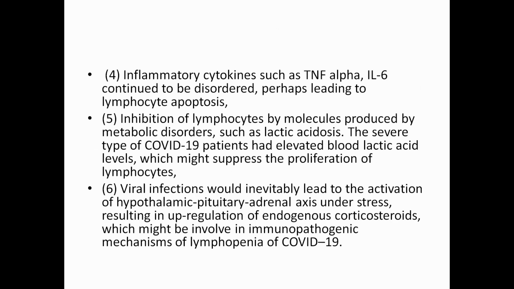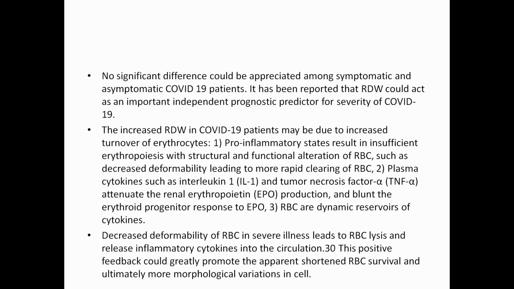Inflammatory cytokines such as TNF-alpha and IL-6 continue to be disordered, perhaps leading to lymphocyte apoptosis. Lymphocytes may also be inhibited by molecules produced by metabolic disorders such as lactic acidosis. Severe COVID-19 patients have elevated blood lactic acid, which might suppress the proliferation of lymphocytes. Viral infections would inevitably lead to activation of the hypothalamic-pituitary-adrenal axis under stress, resulting in upregulation of endogenous corticosteroids, which may be involved in the immunopathogenic mechanism of lymphopenia in COVID-19. No significant difference has been appreciated between symptomatic and asymptomatic patients.